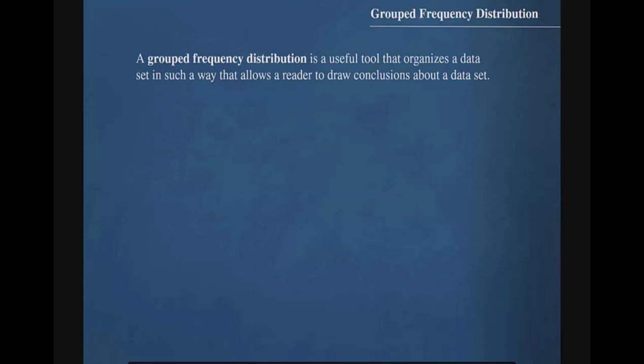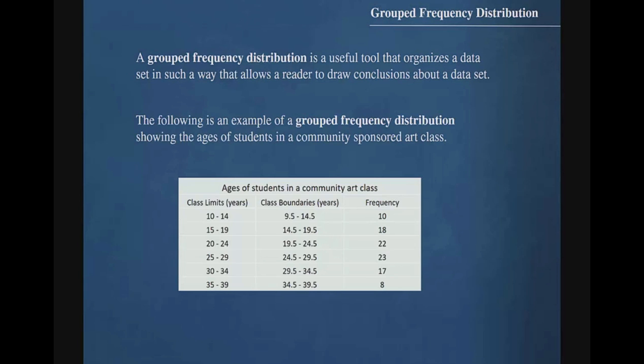A grouped frequency distribution is a useful tool that organizes a dataset in such a way that allows a reader to draw conclusions about a dataset. The following is an example of a grouped frequency distribution showing the ages of students in a community-sponsored art class. The first column gives us the lower and upper limits for each class.